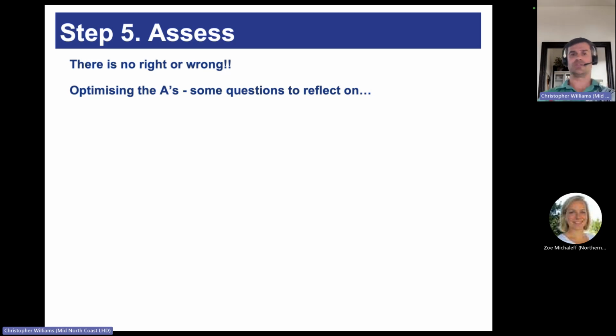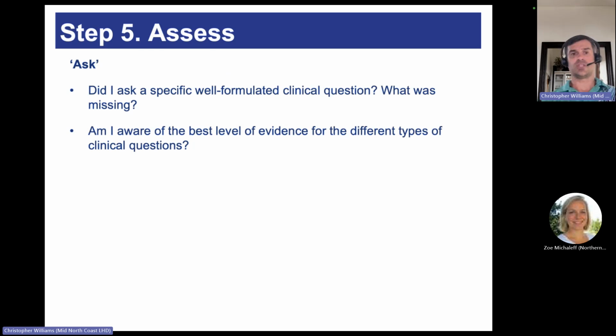But these are just some points about perhaps trying to optimise this AIS model with some additional questions to reflect on. And I apologise if this is a little bit repetitive. We may have covered that in the conversation, but this is just to create a bit more structure around those questions.